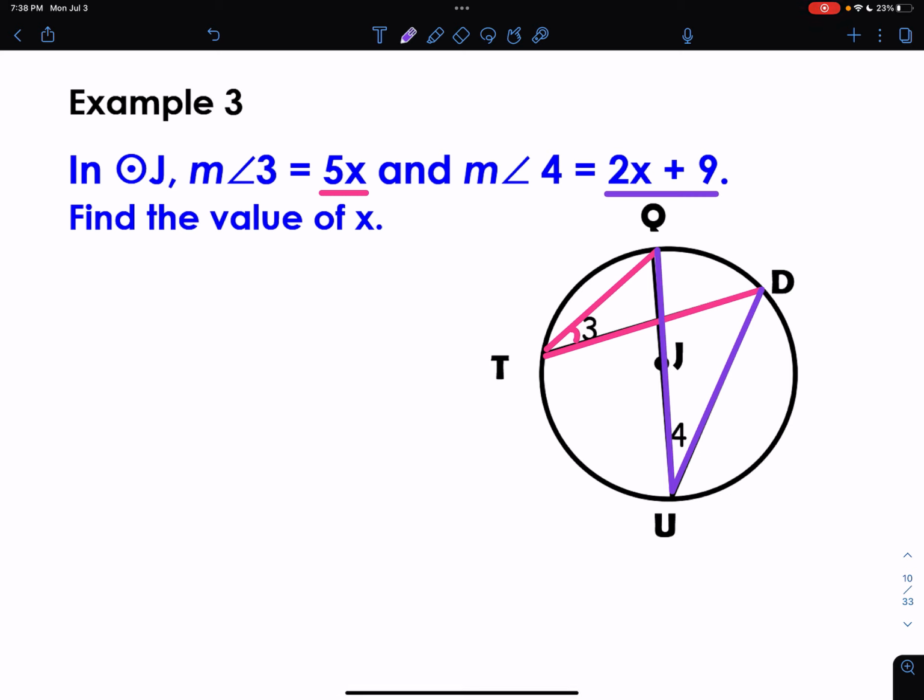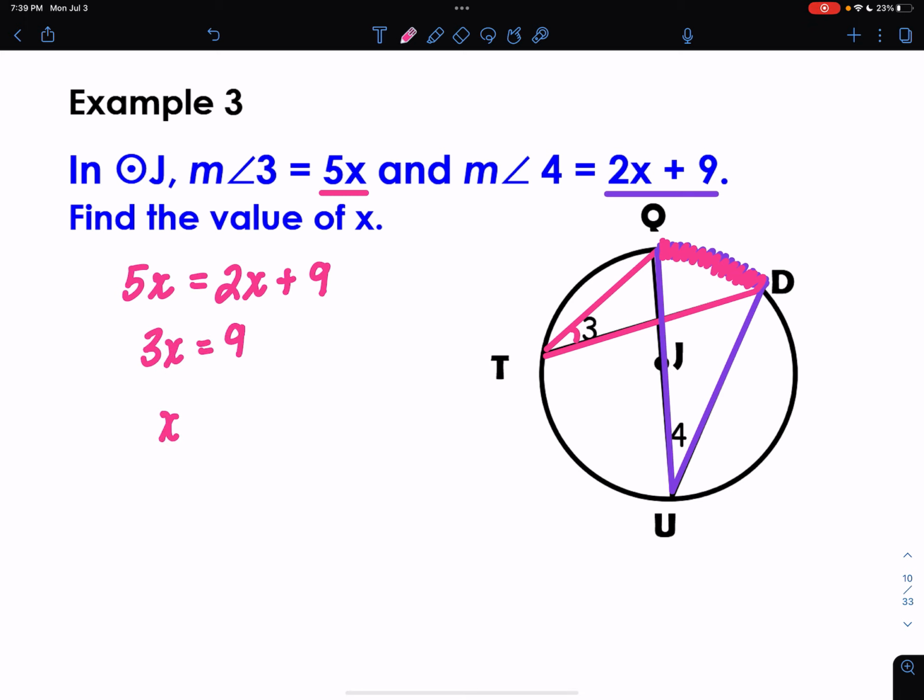Right, well, we don't have any number values or degree values for our angles. But when we take a look, we can see that each of these angles intercepts arc QD. So that last property told us they must be equal, right? That means we can take those 2 expressions and set them equal to each other. From there, we can solve it out and get our x value of 3.